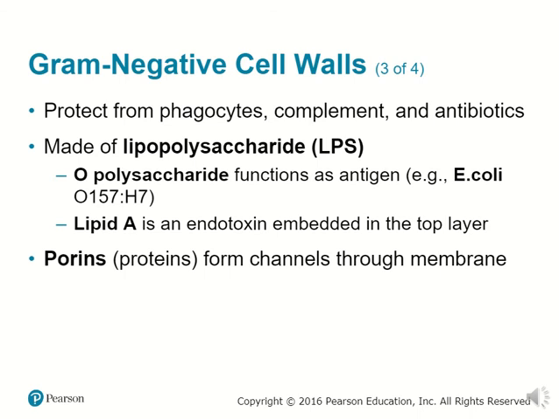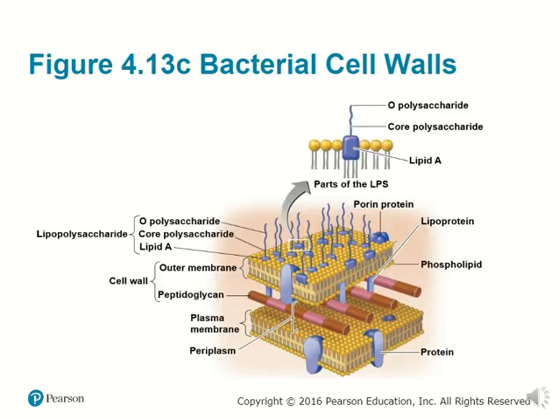There are porins, which are proteins that form openings or channels through the membrane that allow different substances to go through. In some cases, those porins allow water, cations, nutrients, and certain smaller things to go through into the cell.